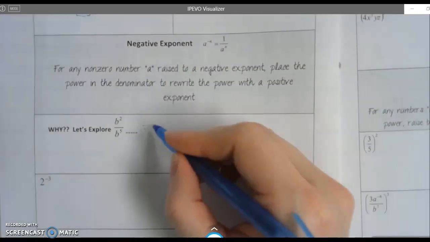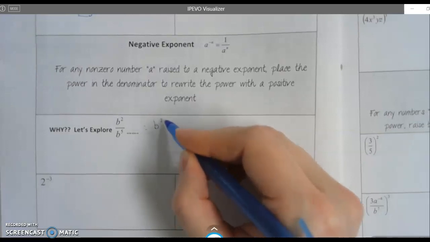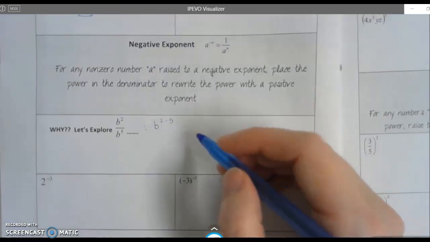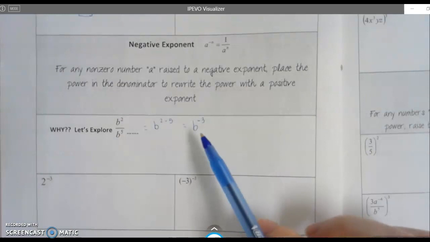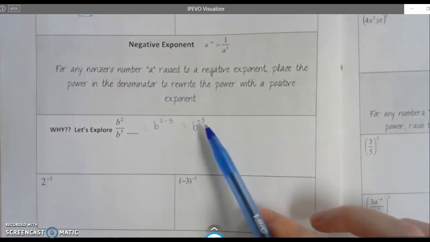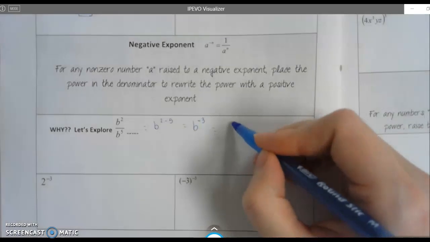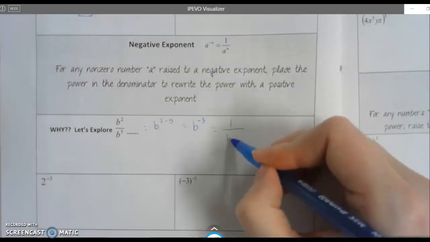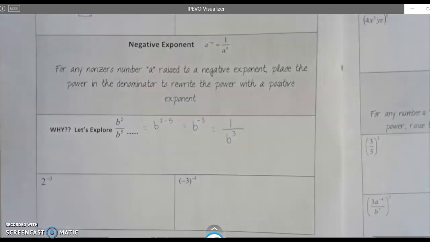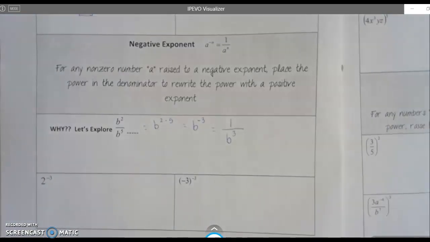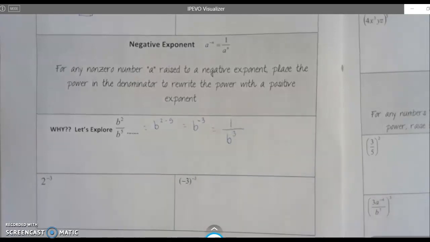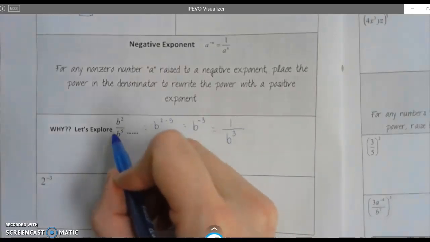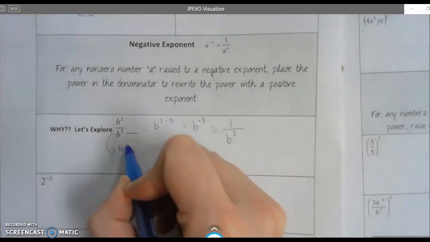Well, that is the same as b to the 2 minus 5. And that is the same as b to the negative 3. But instead of calling this b to the negative 3, we can resituate our base b into the denominator, and now its exponent becomes positive. So think of it, exponents are happy people. They do not like to be negative, so they have to move to the denominator to become positive, or vice versa. If you would like to see the long form of why this is true, b squared is the same as b times b.